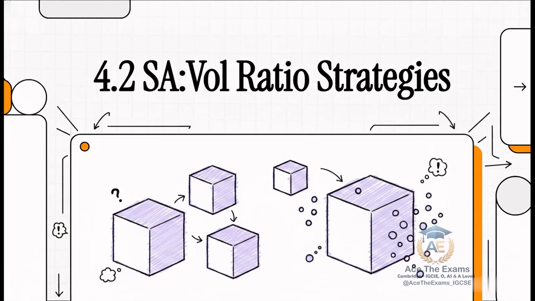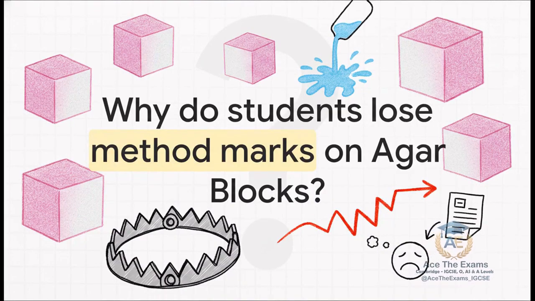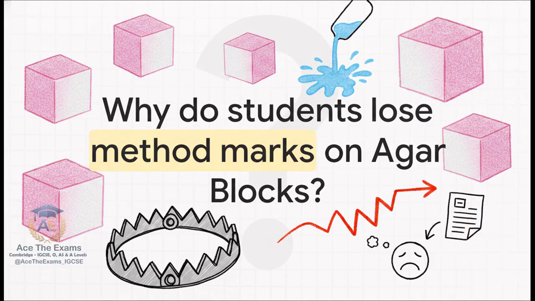We're going to completely deconstruct exactly what the examiners are actually looking for, so you never lose these crucial marks ever again. Let's get into it. So why do students consistently lose critical method marks on agar block questions? Honestly, it's a fatal error that costs you a whole grade boundary before you even realize you're making a mistake.